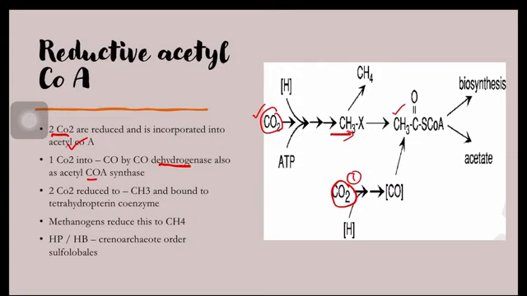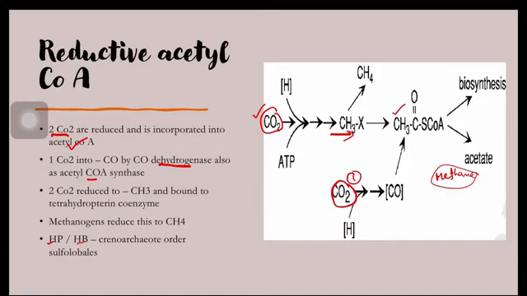Methanogens use this pathway and form acetyl coenzyme A and produce methane. Some other anaerobic bacteria like planctomycetes, proteobacteria and spirochetes also use this reductive acetyl coenzyme A pathway to fix carbon dioxide. Another one, that is HB.